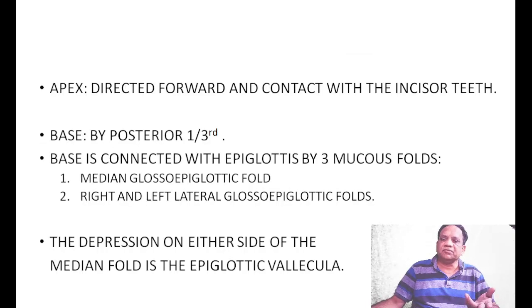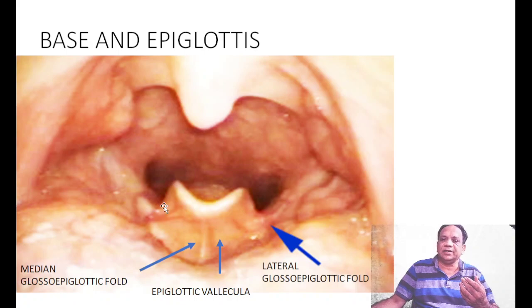Just as we mentioned, the apex is directed forward and in contact with the incisor teeth. The base is formed by the posterior 1/3. Why is it important? You can see the base is connected with the epiglottis, because if you open the mouth of a young child who is lean, you can see a small projection into the throat, what we call the epiglottis. This epiglottis is connected to the tongue, the posterior 1/3.